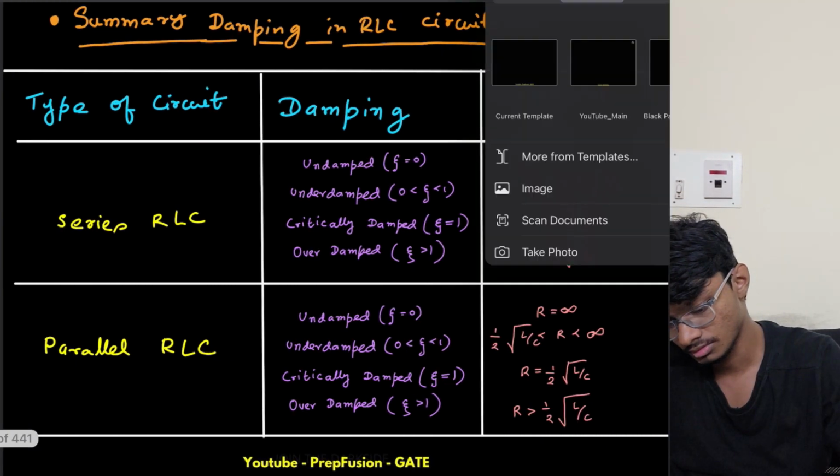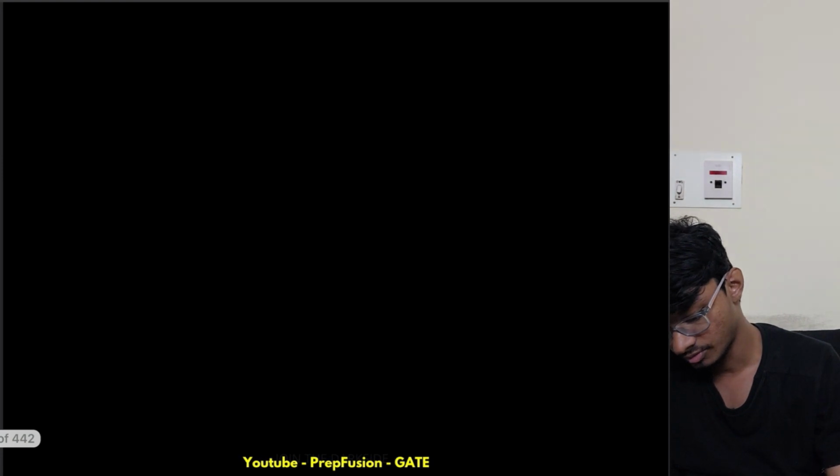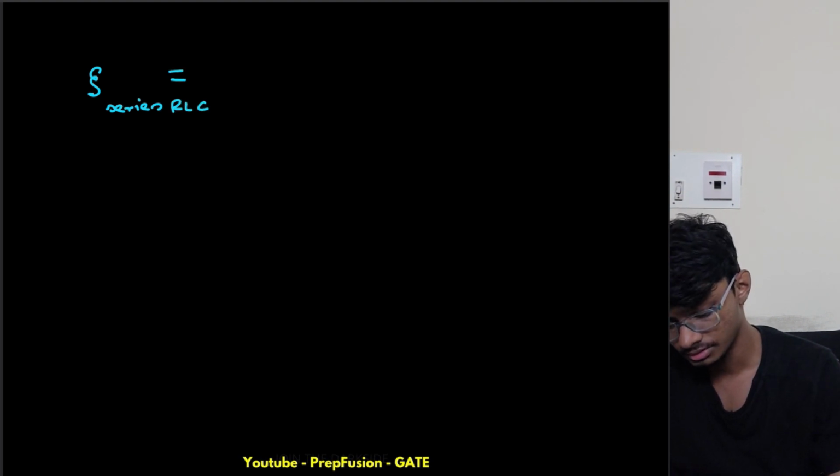What was the formula for zeta for series RLC? It was equal to simply R by 2 under root C by L, not L by C, sorry. How do you remember this? C by L. I told you, right?